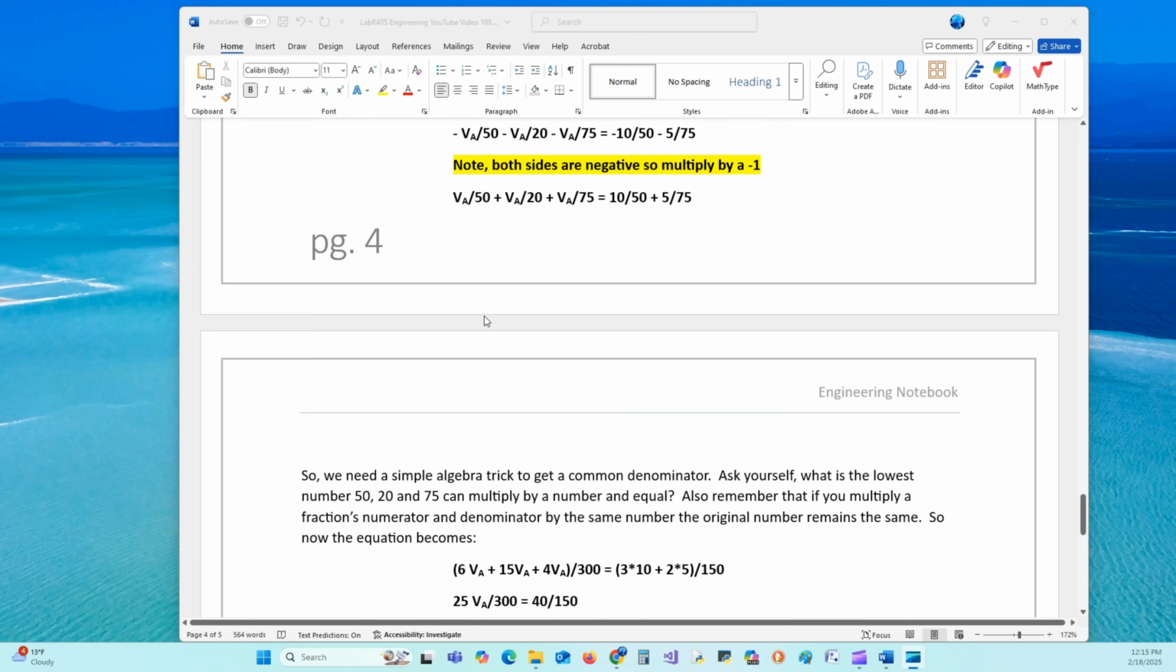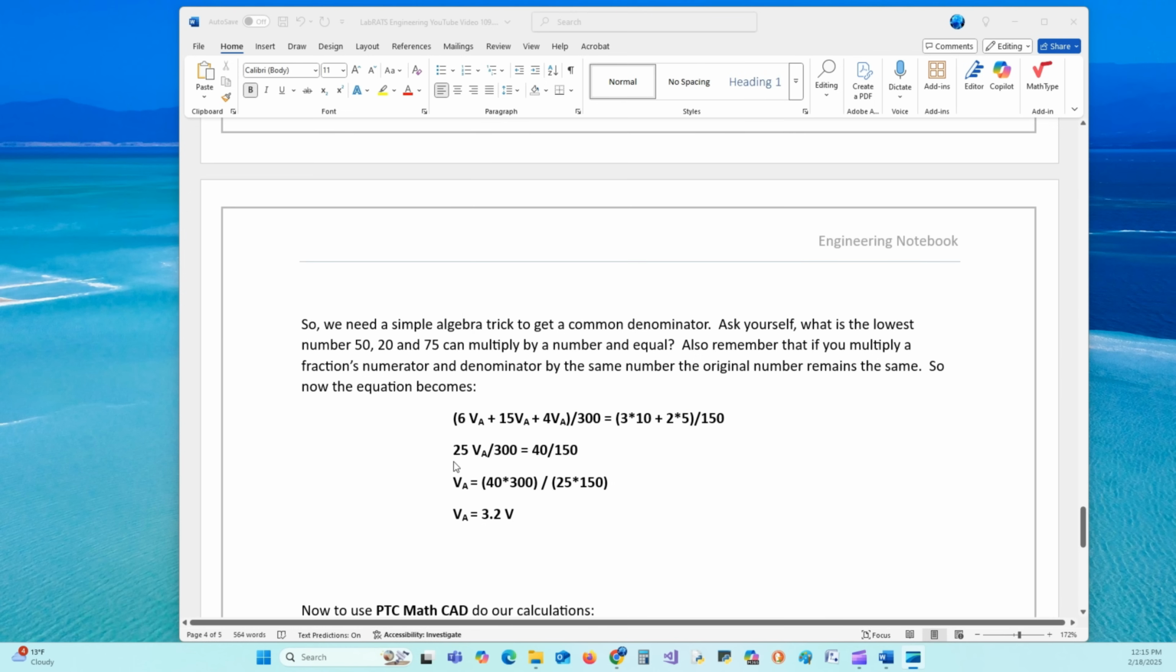So I take 6 times 50, that gives me 300. That's where the 6 comes from. 15 times 20 gives me 300. And 4 times 75 gives me 300. So I put that in the denominator, and then that alters the numerator appropriately to keep the number the same. We do the same for the right side of the equation. 3 times 50 is 150, and then 2 times 75 is 150.